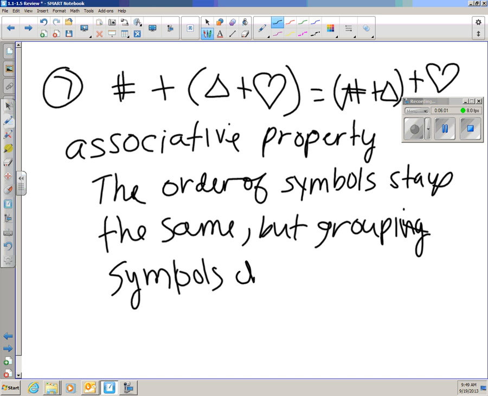Sorry, symbols change. Okay, so that's your 7. Number 8.